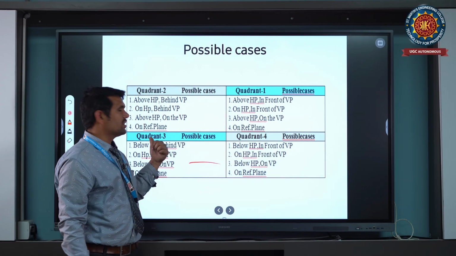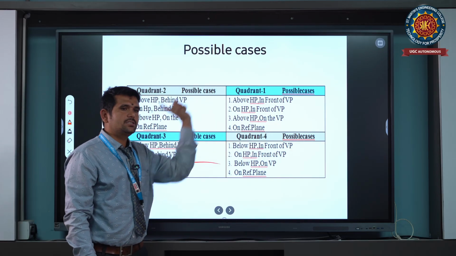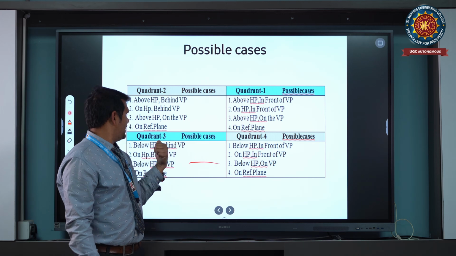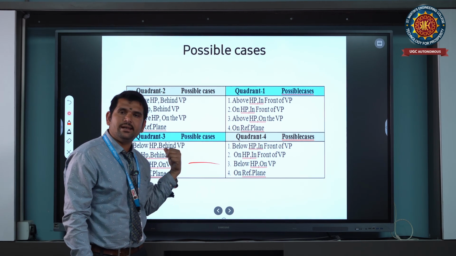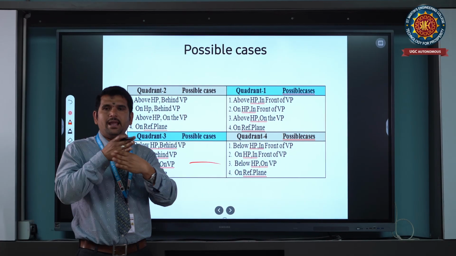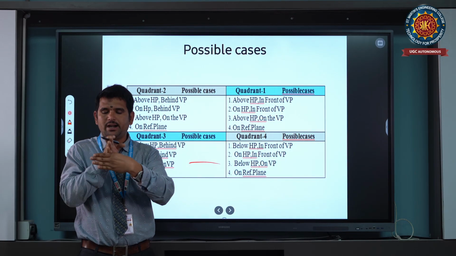Next one is the third quadrant. See how I am coming: first, second, third, fourth, that is the anti-clockwise direction. Next, we are going to see the third quadrant related possibility cases. Now the plane is like this. So the first quadrant is over, the second quadrant is over.